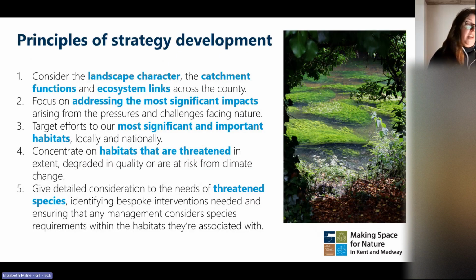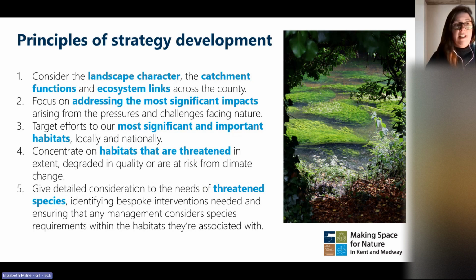In developing the strategy, there are a number of principles that we applied to ensure that it was the most robust strategy that we could present for the county. So first of all, we made sure that any of the priorities and the potential measures always bear in mind the landscape character, the catchment functions and the ecosystem links that work across the county. So making sure that the strategy not only supported but enhanced the functionality of the land within the county. We wanted to ensure that it focused on addressing the most significant impacts that arise from the many pressures and challenges that face nature.